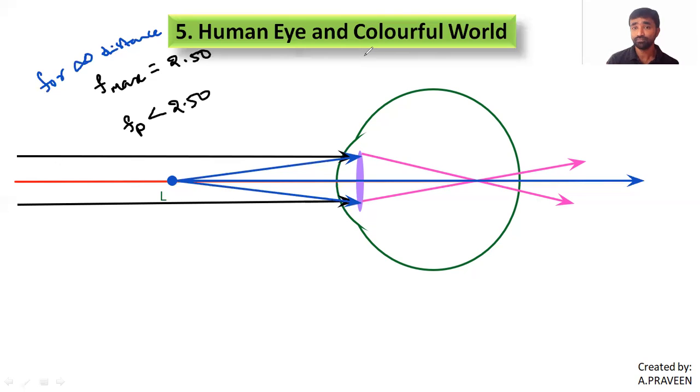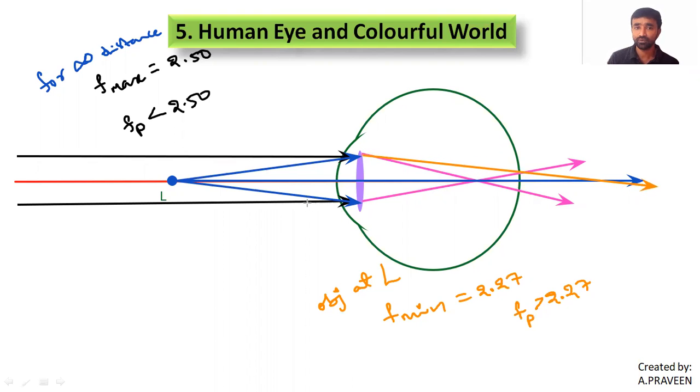So where do they converge? Before or beyond? Anybody? For an object at the least distance, the minimum focal length expected is 2.27, but the focal length of this defective person will be greater than 2.27. So the lens, if healthy, would set up 2.27, but it is unable to; it is above. So the light rays are going to converge beyond the retina. So both are defects.